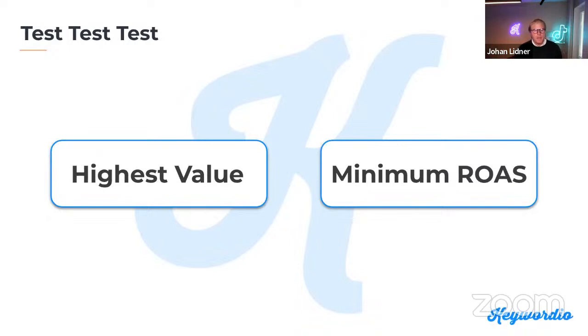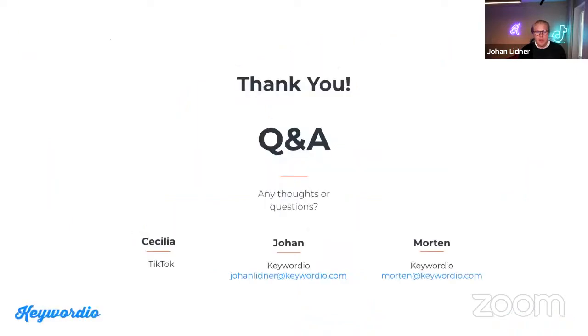And then again, the optimization. Are you opting for highest value, minimum ROAS, conversions, etc.? So these are two good ones that you can test. I've seen better results in the highest value. I haven't really seen a really good result in the minimum ROAS yet, but every account is different, so I highly recommend you test it out. And yeah, that's basically everything for today.